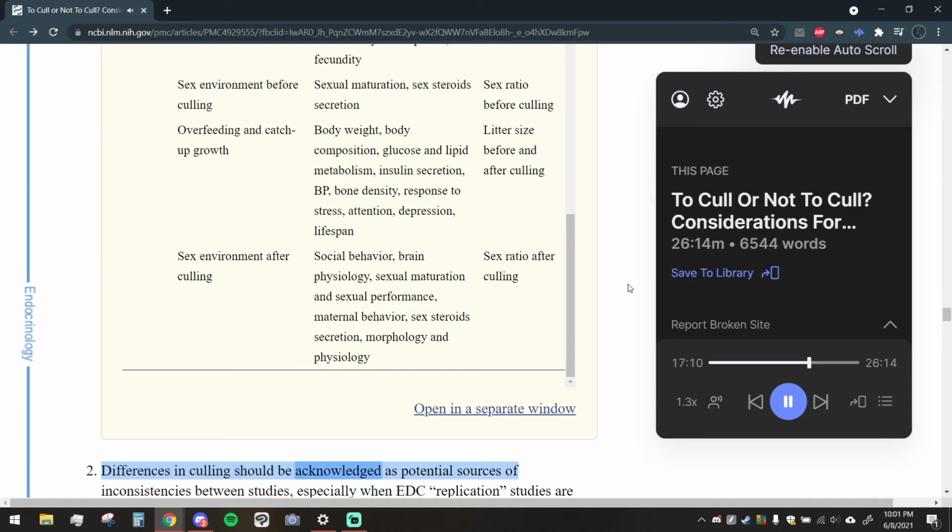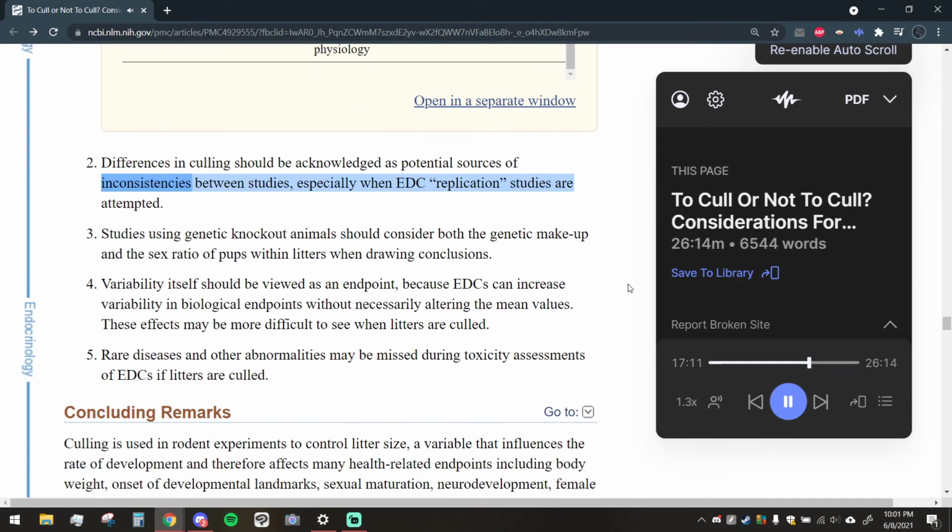Differences in culling should be acknowledged as potential sources of inconsistencies between studies, especially when EDC replication studies are attempted. Studies using genetic knockout animals should consider both the genetic makeup and the sex ratio of pups within litters when drawing conclusions. Variability itself should be viewed as an endpoint, because EDCs can increase variability in biological endpoints without necessarily altering the mean values. These effects may be more difficult to see when litters are culled. Rare diseases and other abnormalities may be missed during toxicity assessments of EDCs if litters are culled.